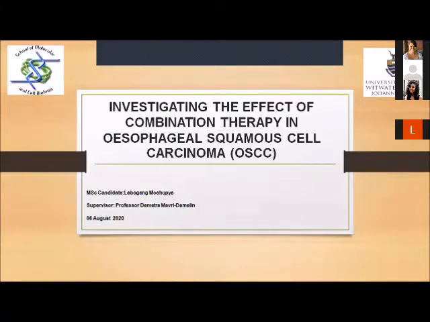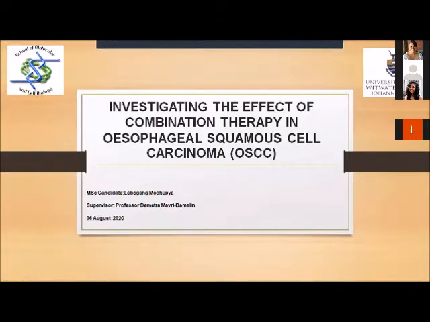Okay. Hello, everyone. My name is Lebogang, and I'll be presenting my project overview titled Investigating the Effect of Combination Therapy in Oesophageal Squamous Cell Carcinoma, abbreviated to OSCC.